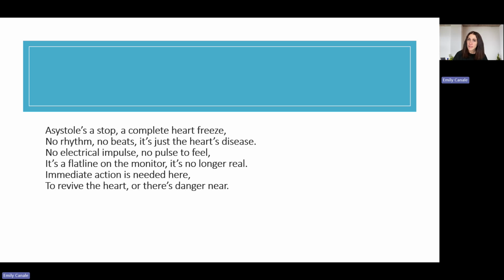So asystole's a stop, a complete heart freeze, no rhythm, no beats. No electrical impulse, no pulse to feel. It's a flat line on the monitor. Immediate action is needed here to revive the heart, or there's danger near.